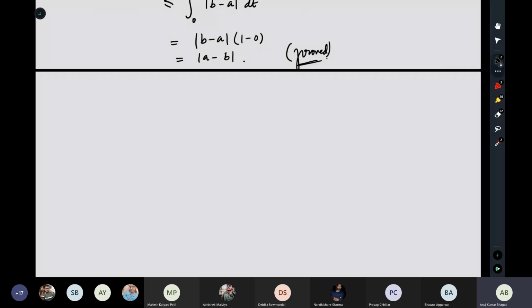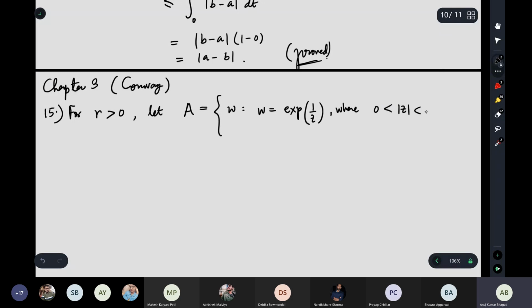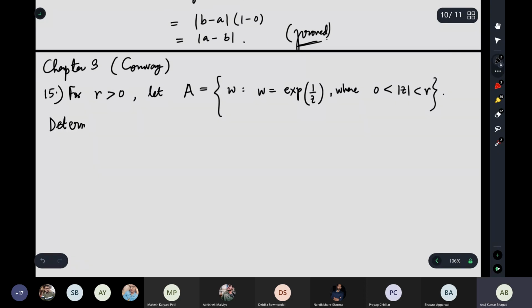This was from Conway, chapter 3 possibly. This is number 15 of Conway. For r more than 0, let A be the set of omega such that omega is exp(1/z), where 0 is less than mod z less than r. The question is, determine the set A. That means you have to just write down what the set A is. You can say it in roster form, not in this form.